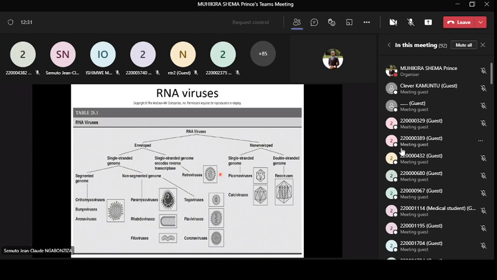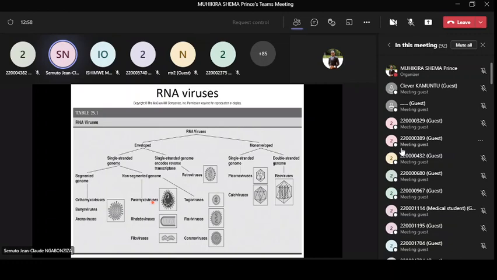Note that single stranded retroviruses are diploid. They carry two similar copies in the viral particle. So we have segmented genome and non-segmented genome. With segmented genome, we have orthomyxoviruses, which include influenza. We also have bunyaviruses and arenaviruses.